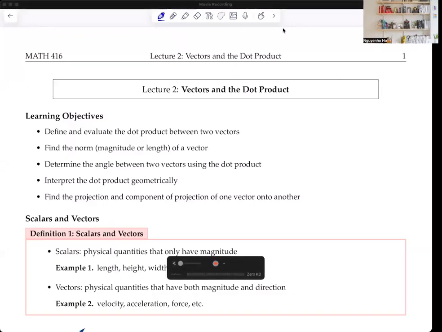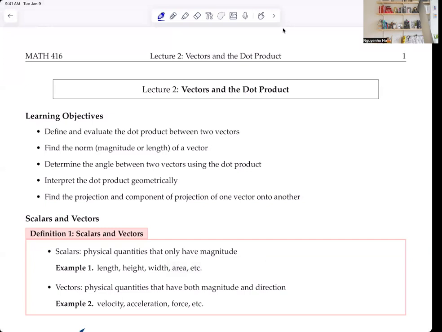All right, so in this lecture, we talk about vectors and dot products. The objective of this lecture is to define and evaluate the dot product between two vectors. Find the norm or the magnitude, right? Another name for the norm is the magnitude or the length of the vector. Determine the angle between the two vectors using dot products. Interpret the dot product geometrically and find the projections and components of projections of one vector onto another vector, right? And toward the end of this lecture, we will look at one application of the dot product.